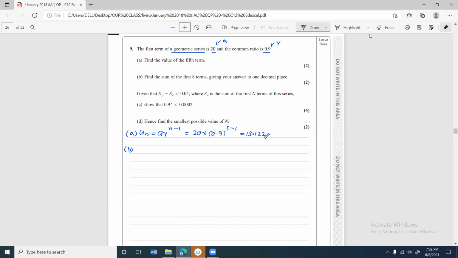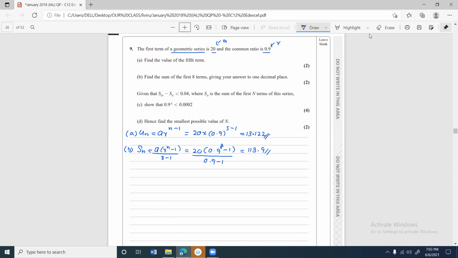Then part B. Find the sum of the first 8 terms, giving your answer. The Sn formula for geometric is a times (r to the power n minus 1) over (r minus 1). a is 20, r is 0.9 to the power 8, since they are referring to 8 terms. So 8 minus 1, divided by 0.9 minus 1. From here you can get the sum of 8 terms. So it's 20 times (0.9 to the power 8 minus 1) divided by (0.9 minus 1). It turns out to be 113.9.